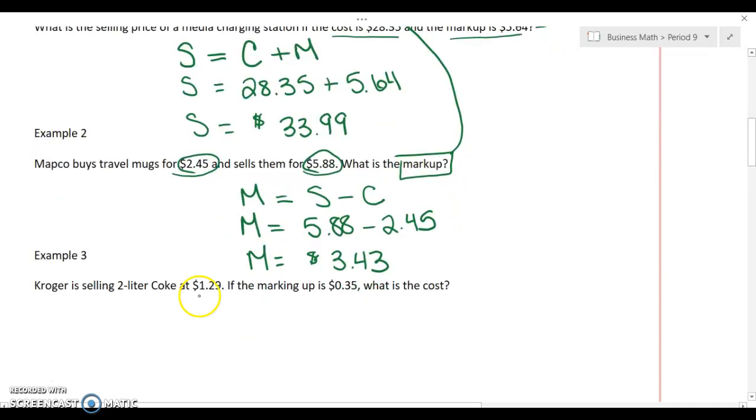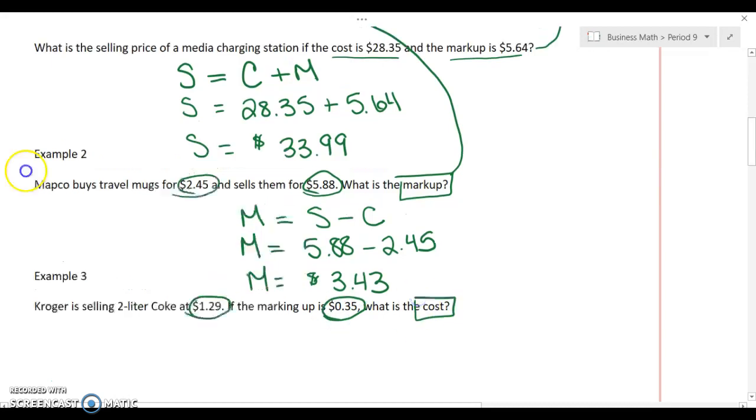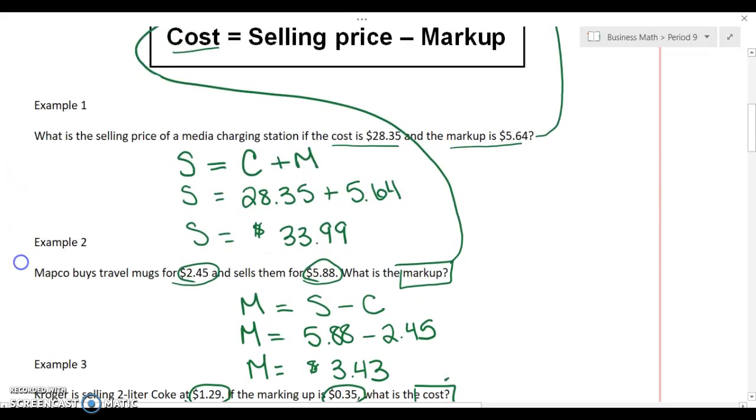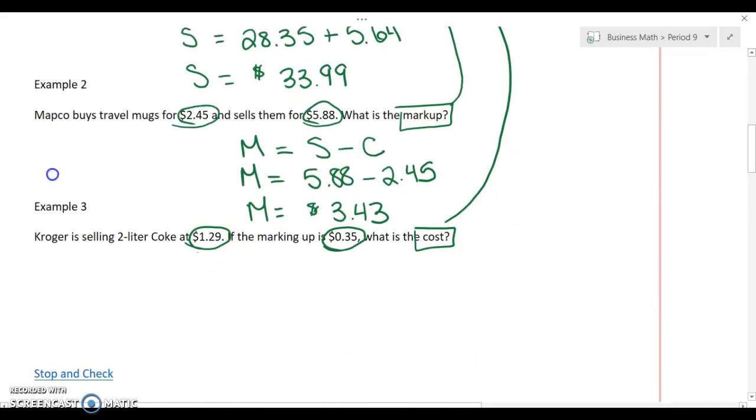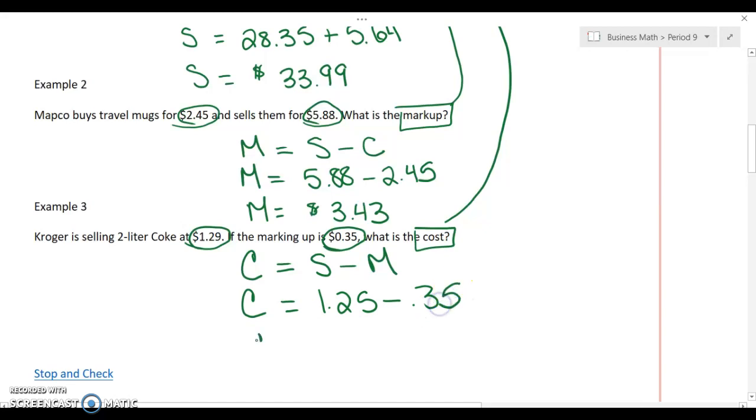And then the other formula will be shown here. It says we're selling a 2-liter Coke at $1.29. The markup is 35 cents. What is the cost? We scroll back up. That's the very last formula right here. Cost is selling price minus markup. The cost, we just plug in. Selling price, it says, is selling them for $1.29, and the markup is 35 cents. So what is the actual cost for the company to buy these? 94 cents.